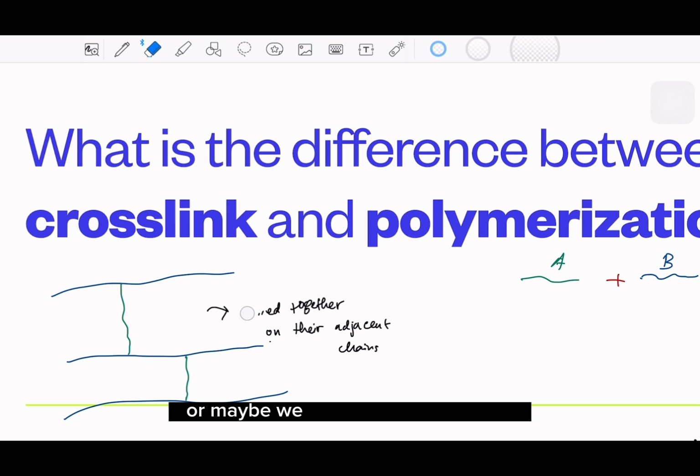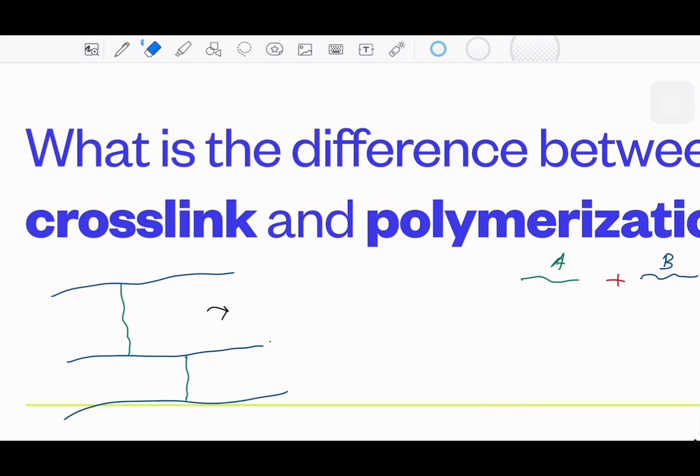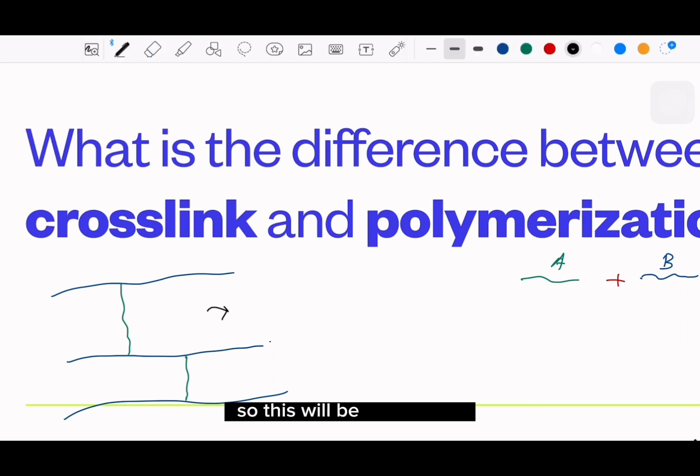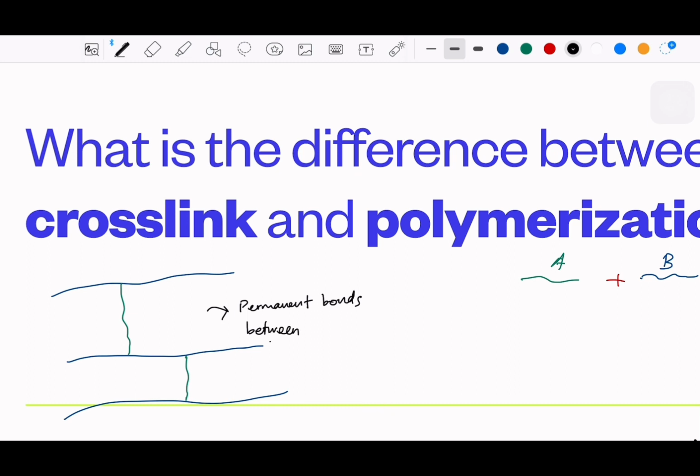Or maybe let me rewrite this more clearly. So this will be permanent bonds between adjacent polymer chains. Okay.